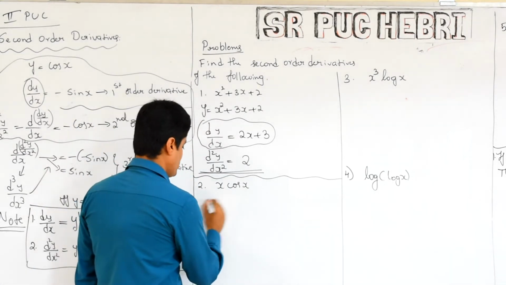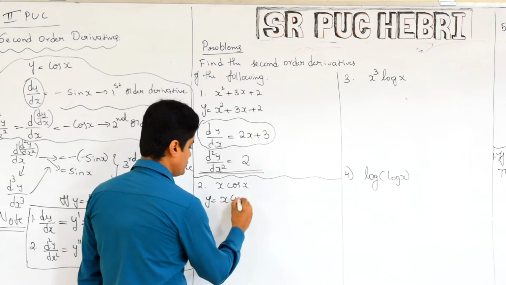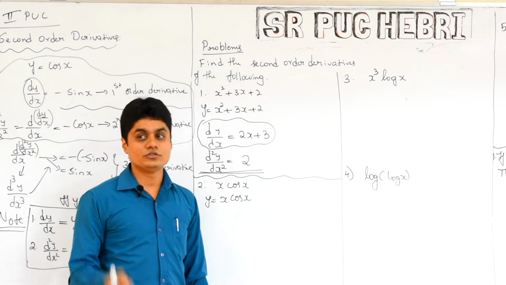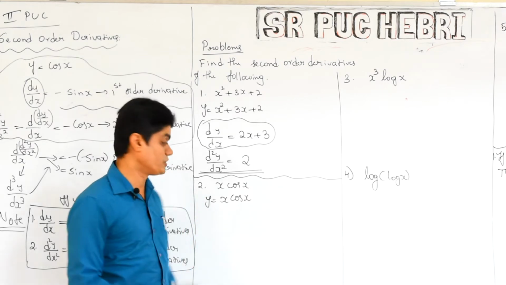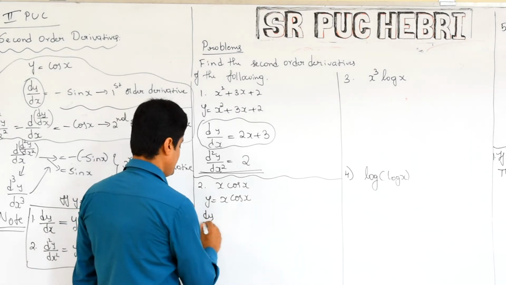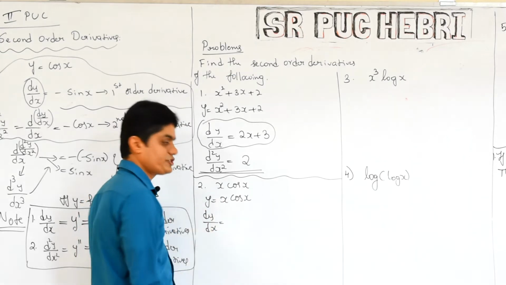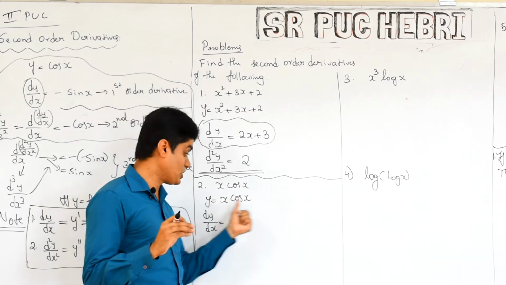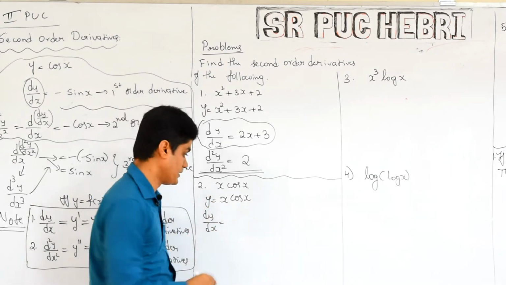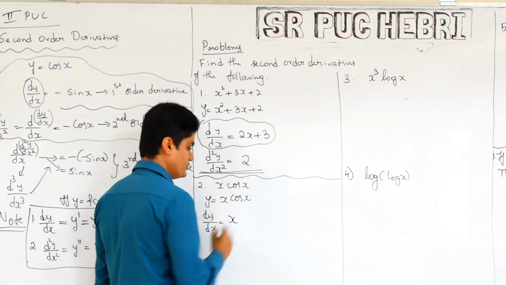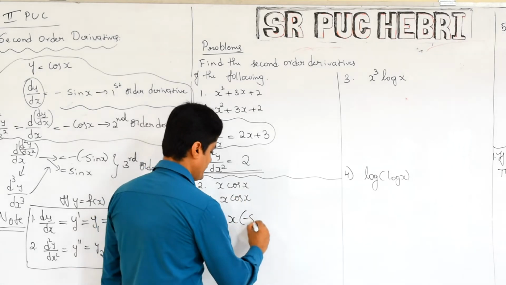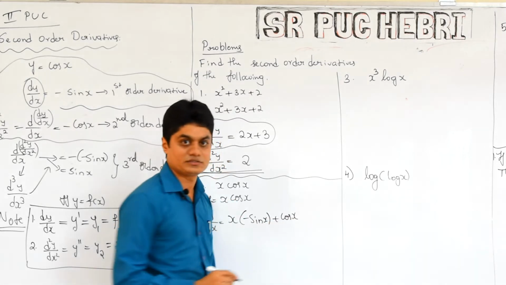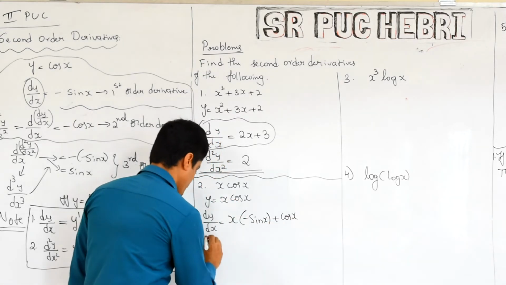Okay, next question. y is equal to x cos x. As I told, to find the second order derivative, first of all you have to find the first order derivative. Tell me dy by dx, how to differentiate x cos x, which rule? Exactly, product rule. It's a product of two functions, so apply the product rule. So what is the product rule? Remember, x into the differentiation of cos x, which is minus sin x, plus cos x into the differentiation of x, 1. Good. So that is the first order.